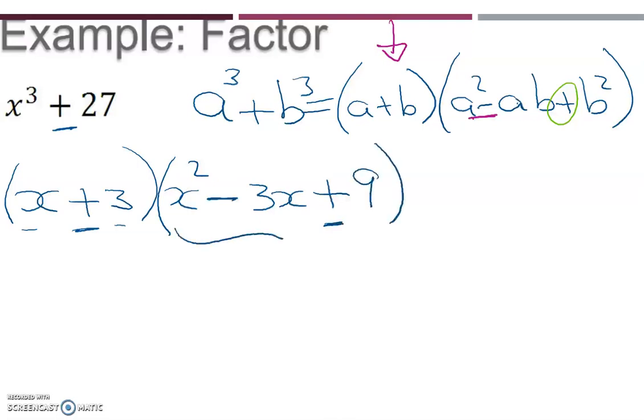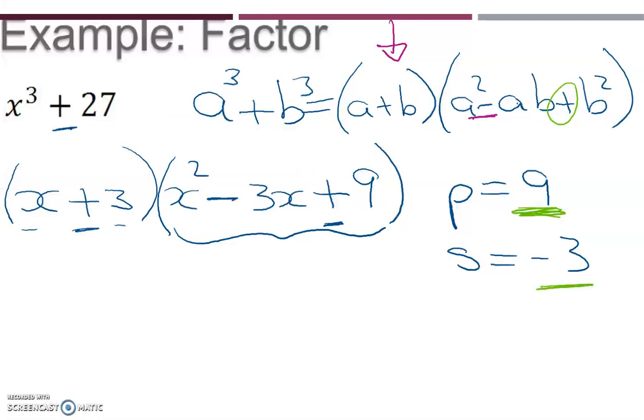Now as you can see, this has a squared term, so it's not fully factored, so you do need to keep going. So here we have p equals 9 and s equals negative 3. There are absolutely no factors of 9 that are going to result in negative 3, so you need to use a different method. This time I'm going to use completing the square.